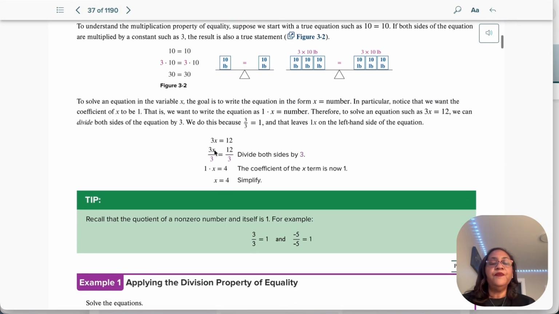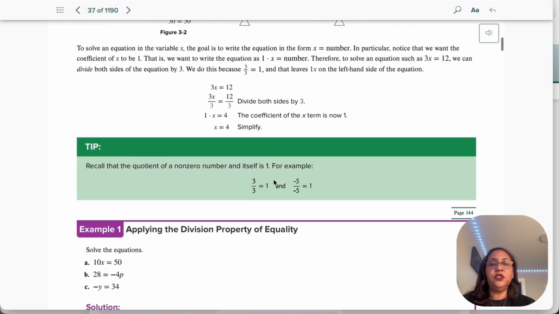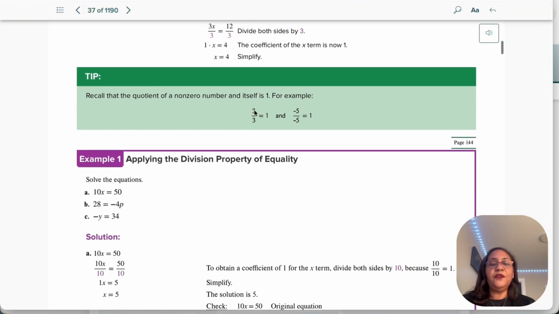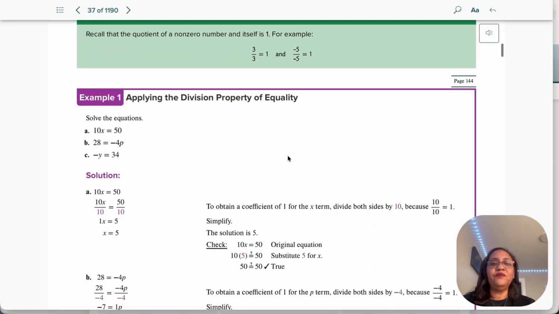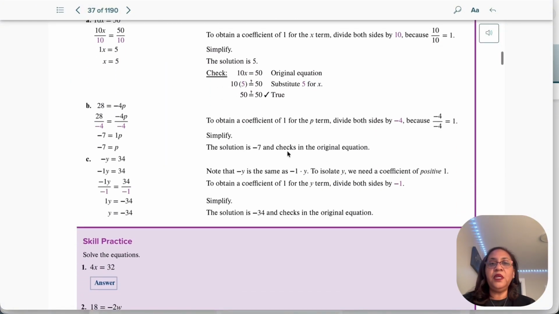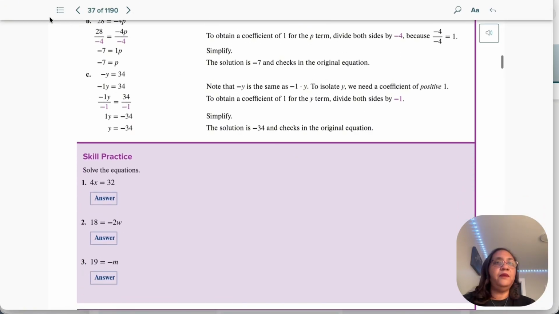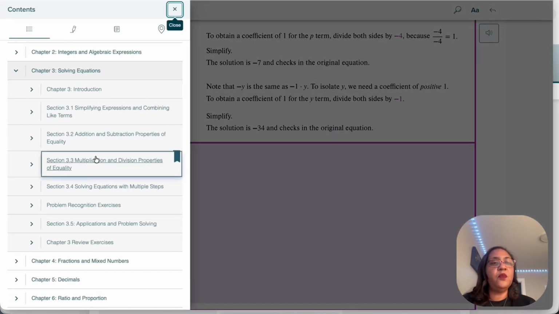So here, really quick, if I divide both sides by 3, then I have to make sure that I divide 3x by 3 and 12 by 3. Okay. So just keep that in mind. And then if I divide something into itself, it's 1. And yes, this looks like a fraction, but this really means 3 divided by 3 equals 1, and negative 5 divided by 5 equals 1. Okay. So by all means, go through these. I did several problems in your homework, so you don't need me to walk you through that.